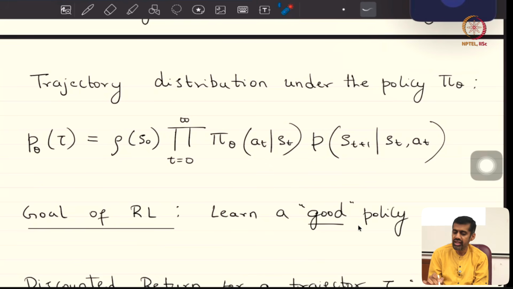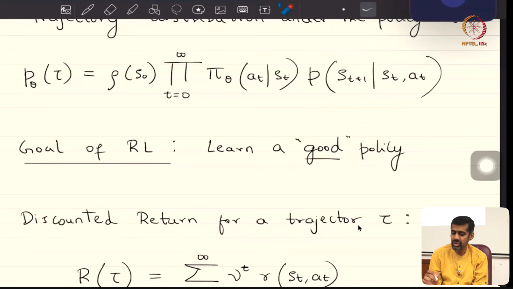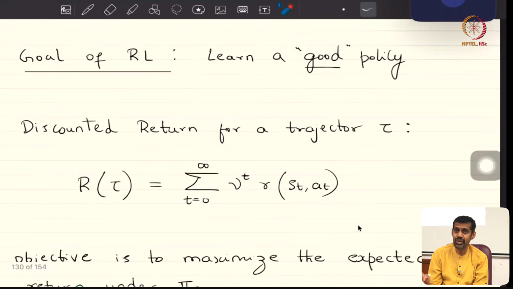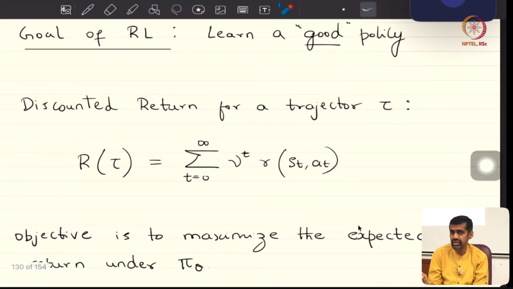Now what is the goal of RL? Just like we formulated the goal in supervised learning, the goal in reinforcement learning is to learn a good policy. What is a good policy? You need reward to define what a good policy is. Just like we had the empirical risk, the loss function, a similar idea here is that of the reward. Define what is called the discounted return or discounted reward for a given trajectory. What is that? Collect the reward at each time step t, and multiply it with what is called a discount factor. This is a number that we have chosen. This is a hyperparameter actually.